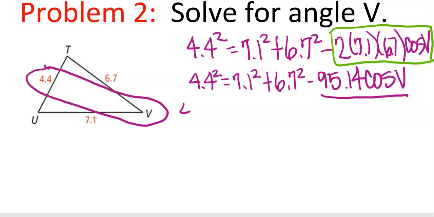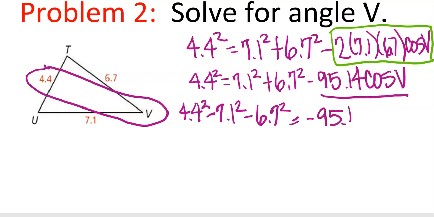So it's going to be 4.4 squared minus 7.1 squared. Do I also subtract the other one? Yep, I'm going to minus that one too. And it's going to equal negative 95.14 cosine V. Once you get these together, it'll look like the problems with sine where we're looking for the angle. Okay, so let's do that. 4.4 squared minus 7.1 squared minus 6.7 squared.